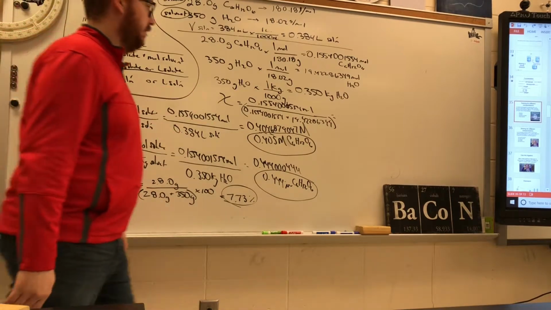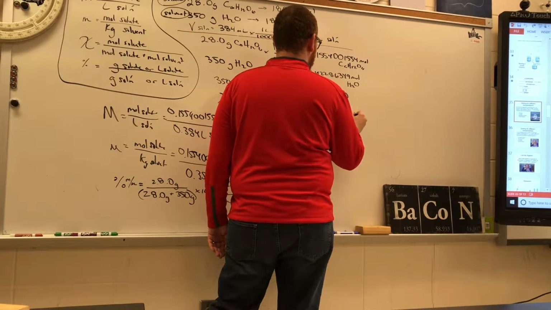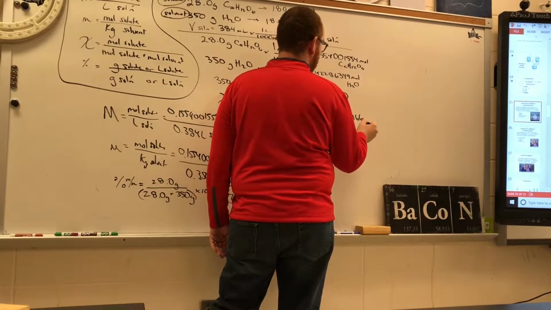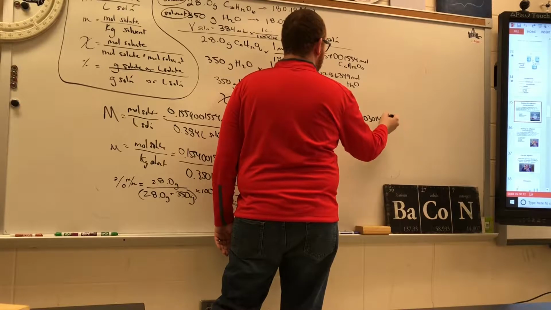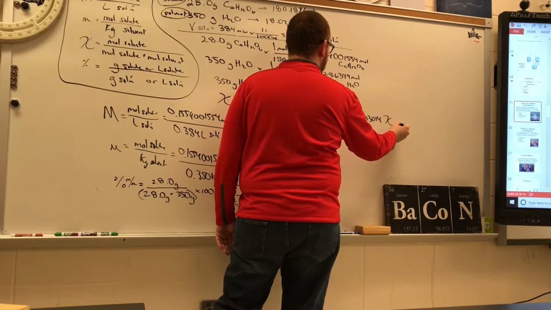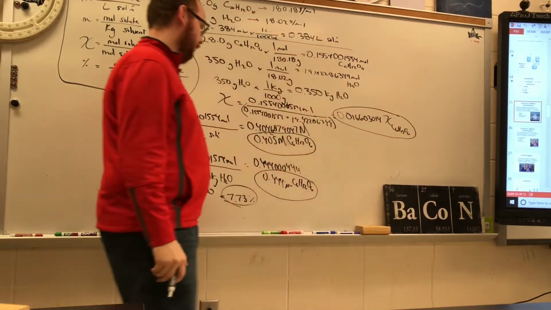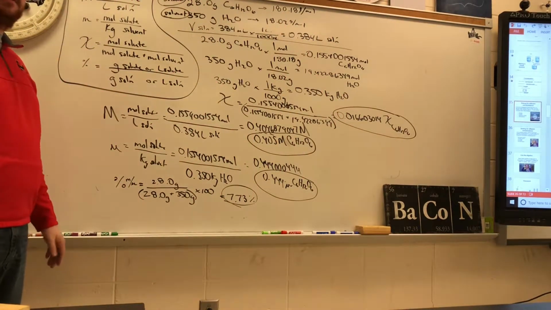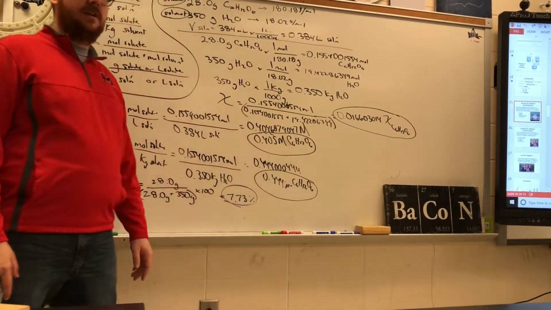What do you get here? 0.0166014, and that is the mole fraction of C6H12O6. We label it like that. Great, you have all those different things, right? I didn't label the percent here, but that was the percent of glucose.